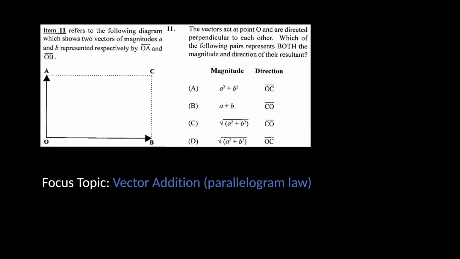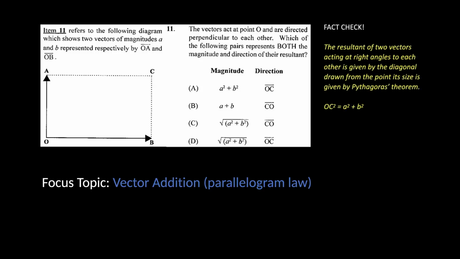Right. Item 11, we have a diagram and we have two vectors, OA and OB, and they are oriented at right angles to each other. Now the magnitude and direction of the resultant would be given by using Pythagoras theorem. All right, so the resultant, which would be OC, would be given by the square root of A squared plus B squared. So that answer there is going to be D.